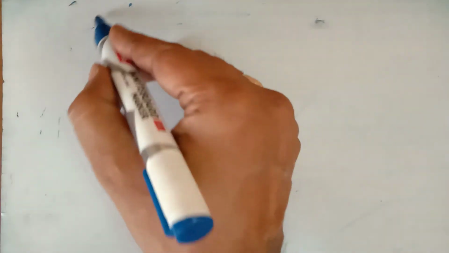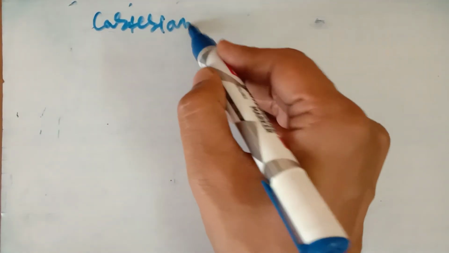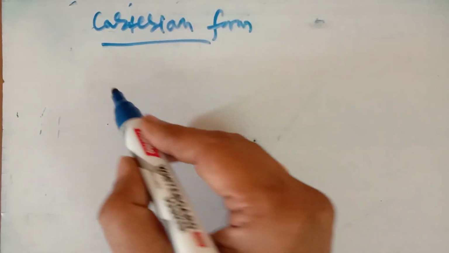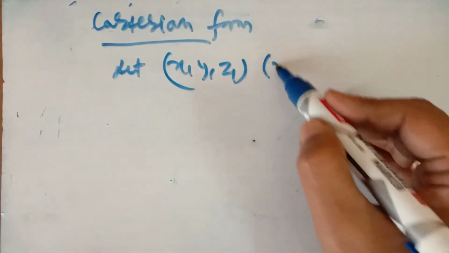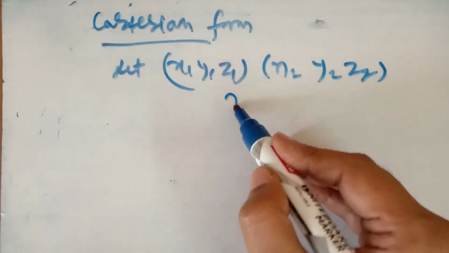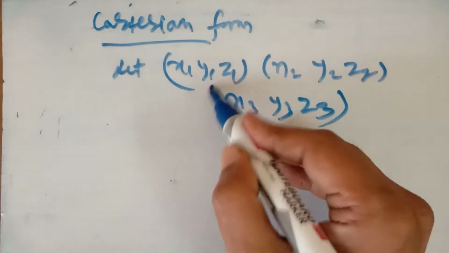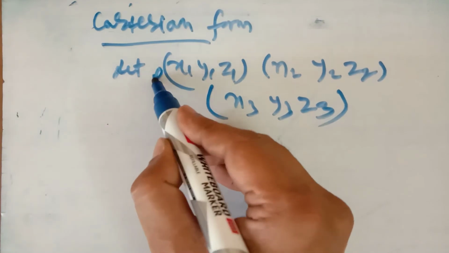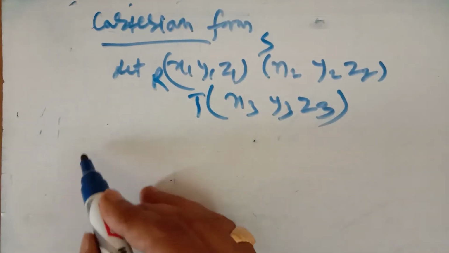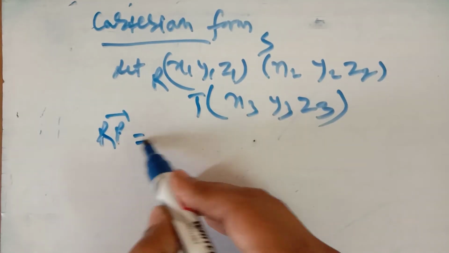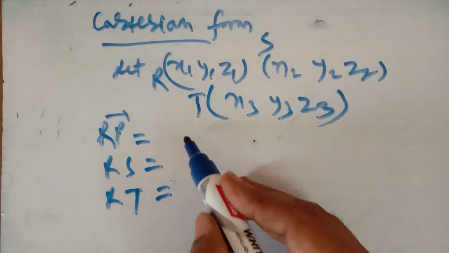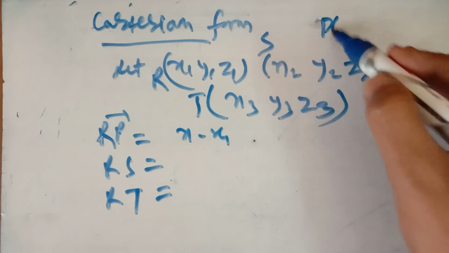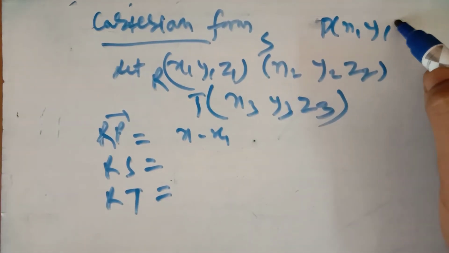Now this is the vector equation. To find the equation in the Cartesian form of the equation of the plane through the known collinear points, let the position x1 y1 z1, x2 y2 z2 and x3 y3 z3 be the coordinates of the points R, S and T. Then the vector RP will be equal to, and vector RS will be equal to, and the vector RT will be equal to, x minus, because the position vector of P is the coordinates of the point P, which are x, y, z.